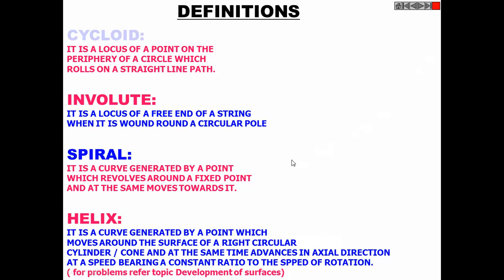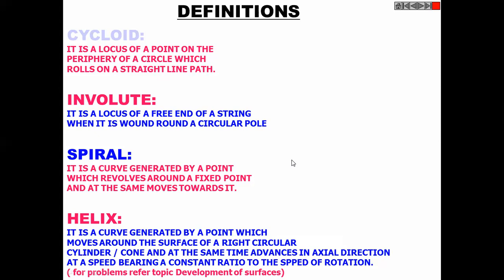Okay. So that valve to fill the air in the vehicle tire resembles this cycloid. If you trace that valve, it is the locus of a point on the periphery of a circle which rolls on a straight line. So the circle rolls on a straight line, and on that circle some point is there. It is cycloid. Involute. What is involute?